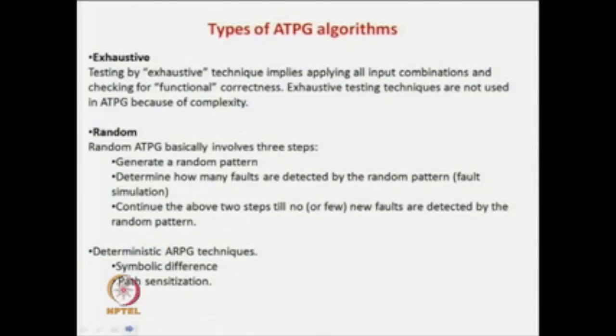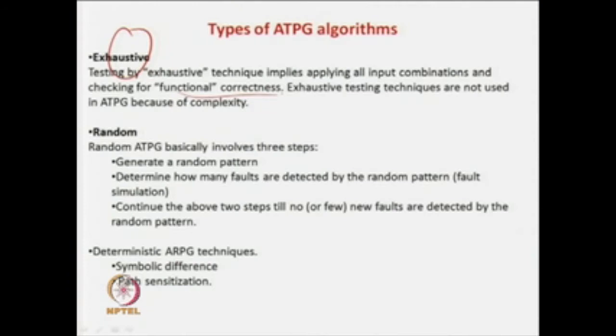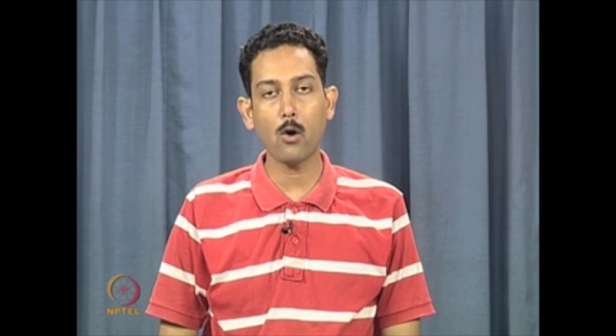So, there are 3 types. One is called exhaustive automatic test pattern generation, that is, for a given fault you have to find out all patterns which can detect it. So, how can you do that? There is no other way, but you have to apply functional correctness, that we discussed in the very initial phase of our testing lecture, when we said that to test a circuit, if there are n inputs, we apply 2 to the power n patterns and see whether the output conforms to the specification.